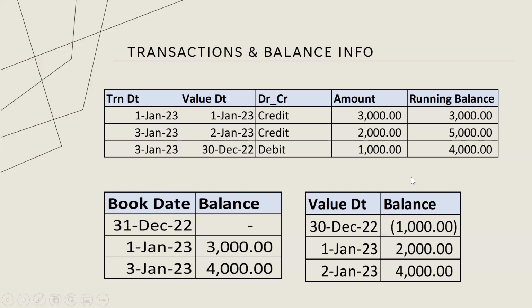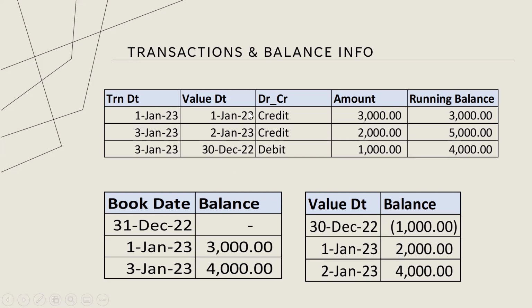Now let us look at how the value date balance is built. Here in this scenario, the earliest date is 30th December. Before 30th December, there was no transaction. On 30th December, 1,000 was debited. So the 30th December value date balance is negative 1,000. Here in accounting terms, negative is marked within brackets. That's why it is mentioned in brackets. So it has to be read as minus 1,000.